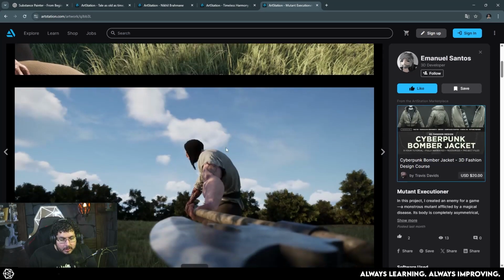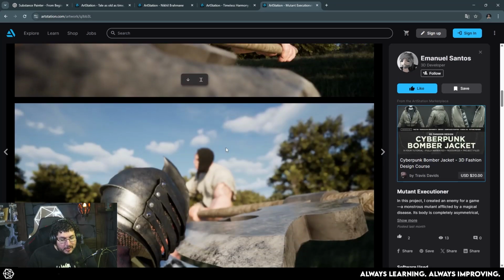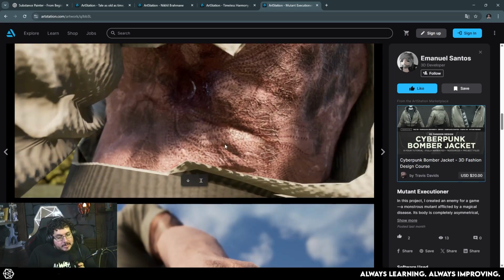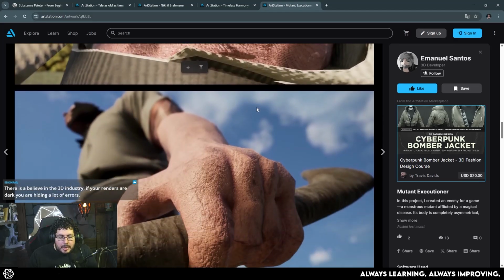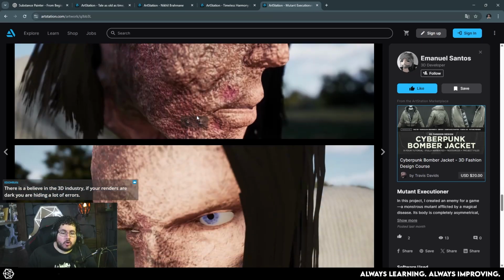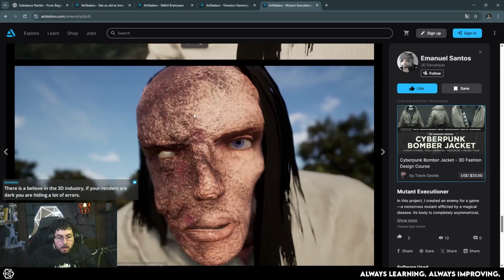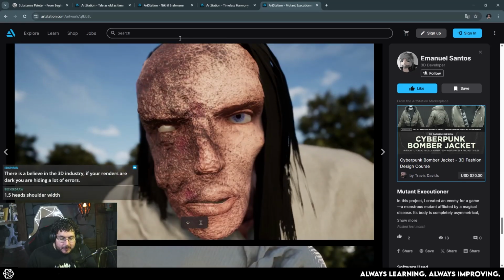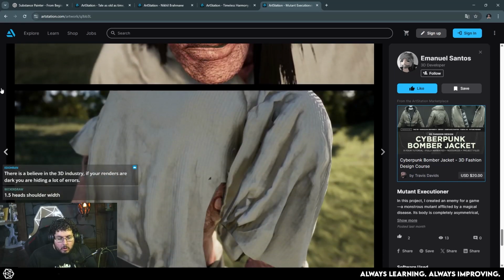Mutant Executioner. Again, you're going for these very crazy shots. This, again, is my opinion. It's not ideal to have crazy cinematic shots like this on your portfolio. A portfolio is to show your technical skills, not to show your cinematography skills. And there's a lot of things missing here, man, in terms of form.